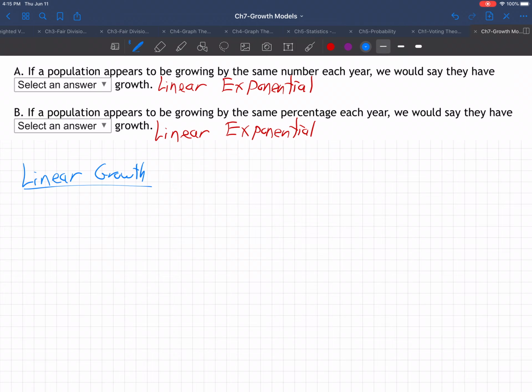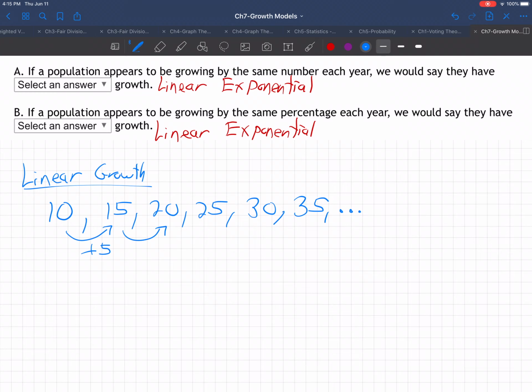Linear growth is if you start with a number, let's say there's 10 rabbits to begin with, and it goes up by a fixed amount, say like 5 rabbits every year. So that would be 15, 20, 25, 30, 35, etc. So every time it's going up by 5 rabbits. So if a rabbit population grows by the same number every time, that's what they're saying here, same number, that's linear. So this first one is linear growth.